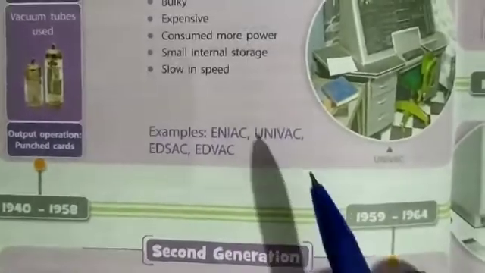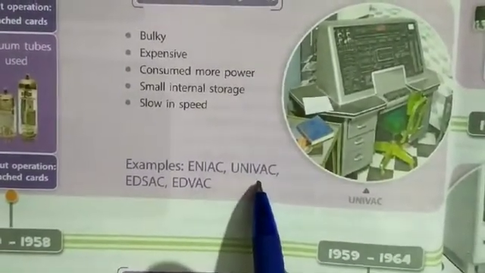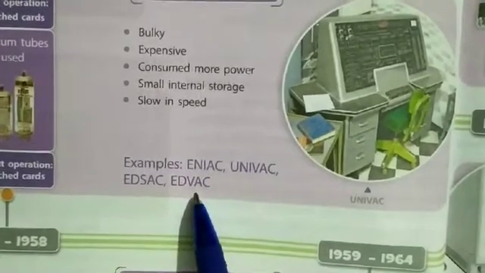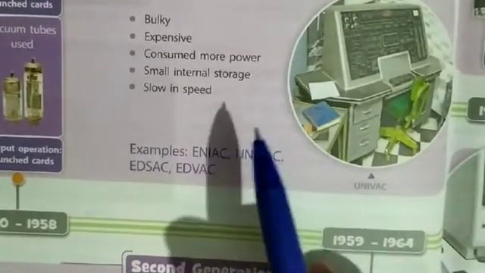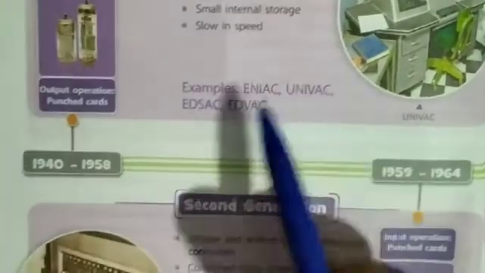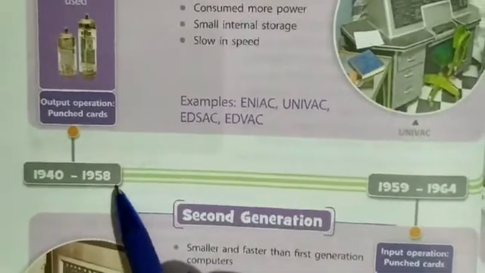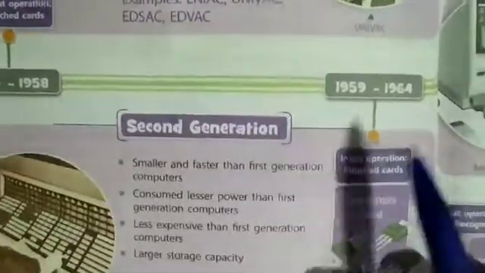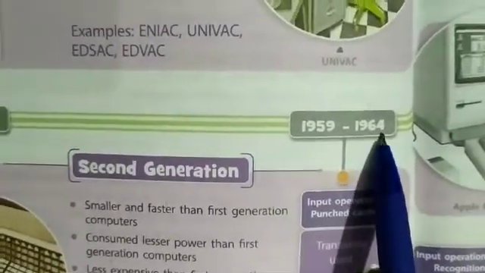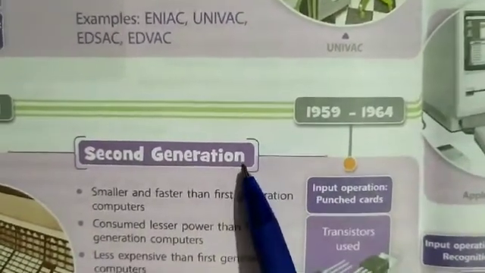And the examples of first generation computer are ENIAC, UNIVAC, EDSAC, EDVAC. This is first generation computer. And the time period of first generation computer is 1940 to 1958. After this, in 1959 to 1964, this is the era of second generation computer.